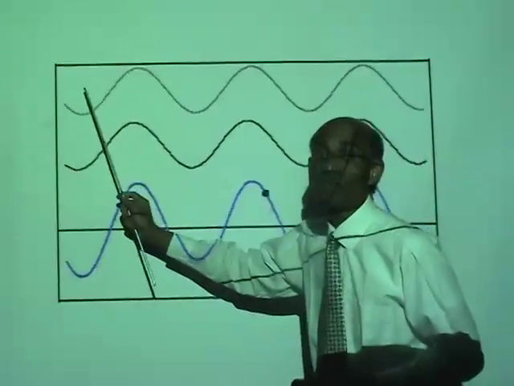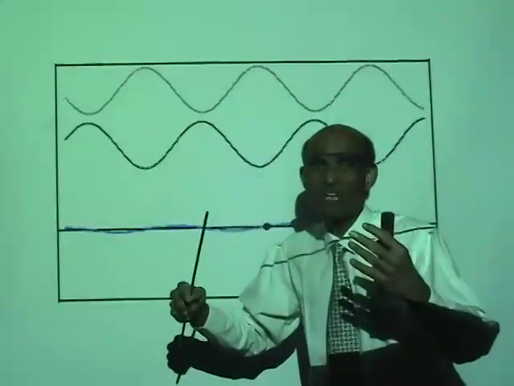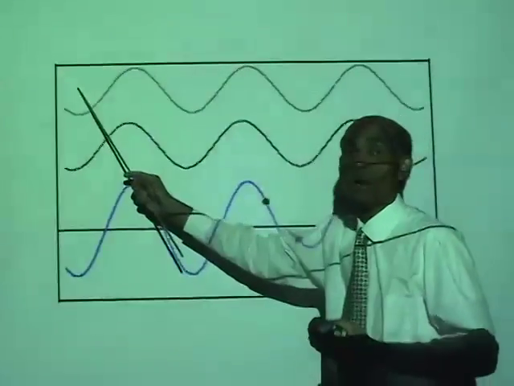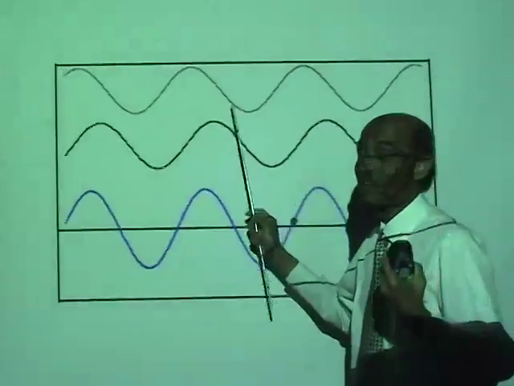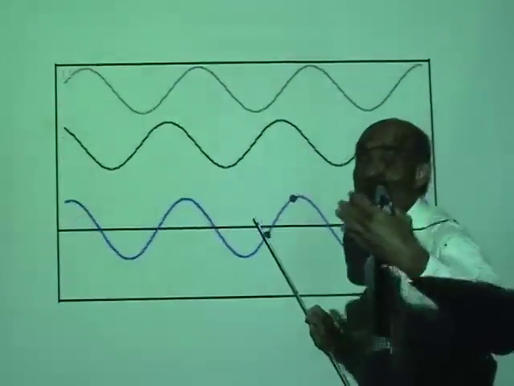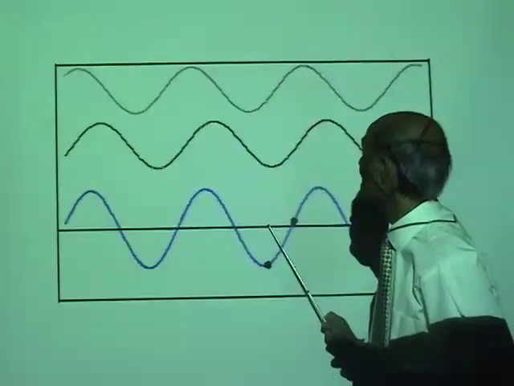Now here you have two waves of slightly different frequency. That means they have different wavelength. As they advance from left to right, they get in phase and out of phase continuously. We will talk about this towards the end of the lesson today.